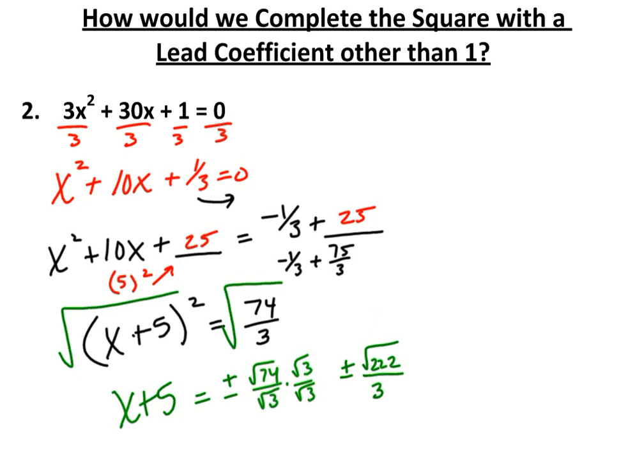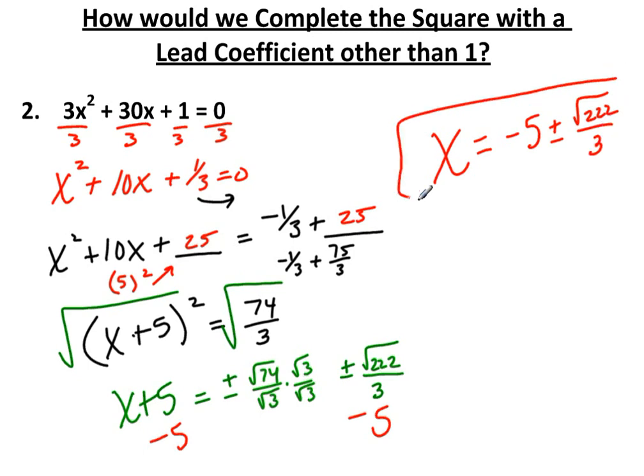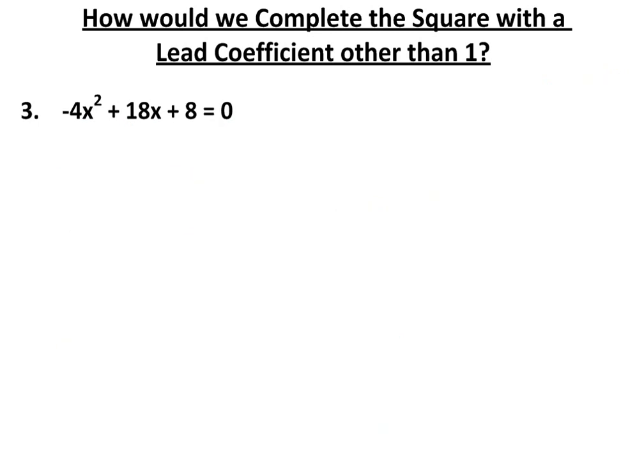And I know that doesn't simplify. I can try. There's no perfect squares that go into that. So I'm just going to leave it like that, but I still have to subtract 5 from both sides. So my final answer is going to be x equals negative 5 plus or minus the square root of 222 over 3. So because we had that 1/3, it makes the answer a little bit nastier. And let's try again.